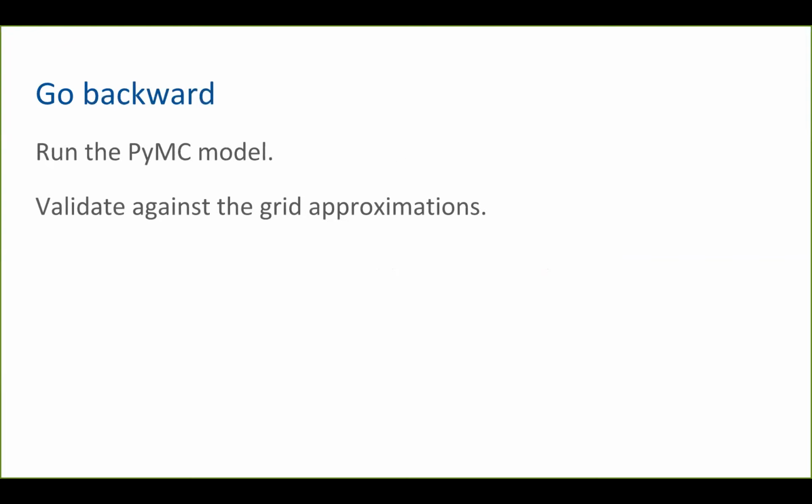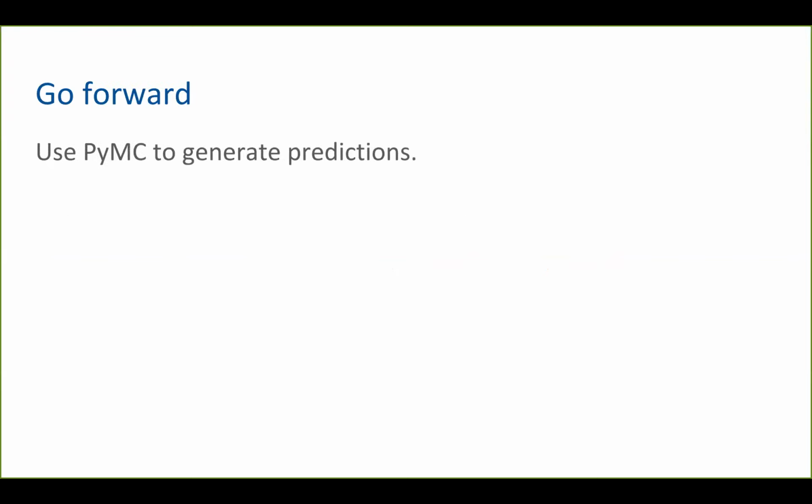So we go backward now using the PyMC model. So now we have two models doing the same thing. We can validate by doing comparisons between the two of them. Then use PyMC to go forward one more time.